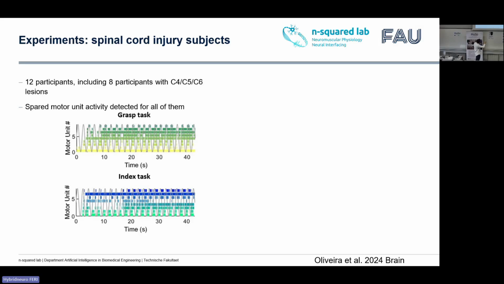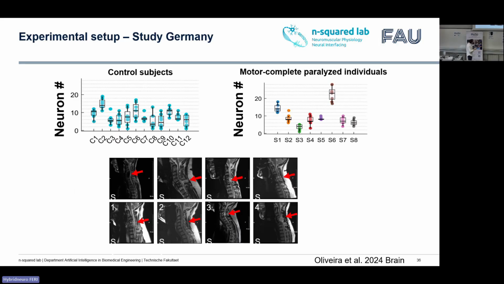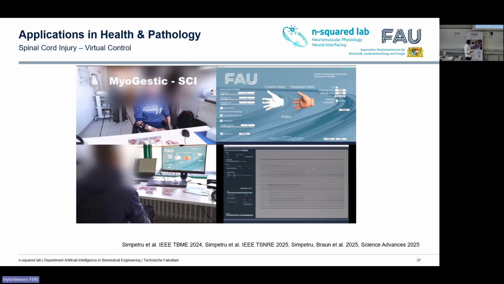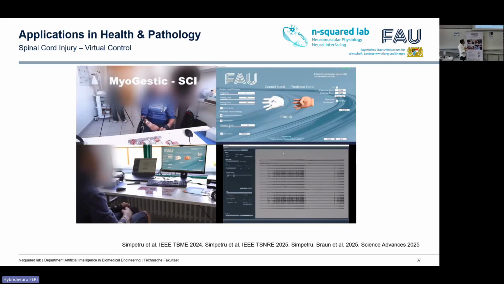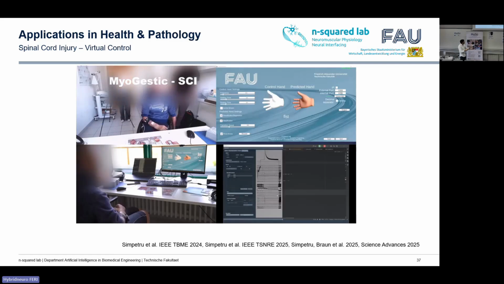You can see here that there are motor units that are very well correlated with the digit kinematics. We collected 8 subjects, and you can see the number of motor units is very high in the motor complete persons. Then we developed a neurofeedback so that we had two hands, because we cannot see the hand of the patient that is moving. One hand we wanted to control, and we asked the patient to control this hand in real time with a machine learning method. You can see that the person, in this case a C4 spinal cord injury, is able to switch between digit flexion and grasp.